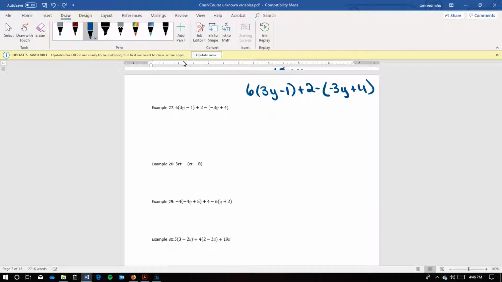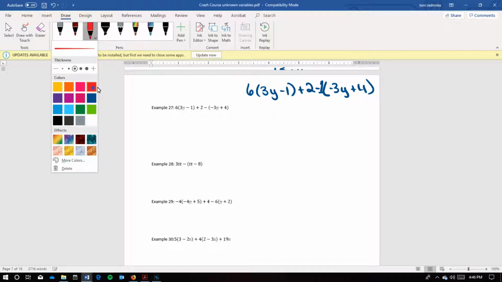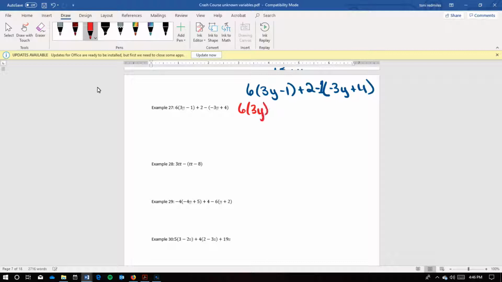I'm going to go ahead and just put my understood one in off the bat. So in this first one, I'm going to take 6 times 3y, drop down my symbol, and take the 6 times that too. It doesn't matter where I put the 6, it still means multiplication. And now I'm going to multiply everything by my negative 1.